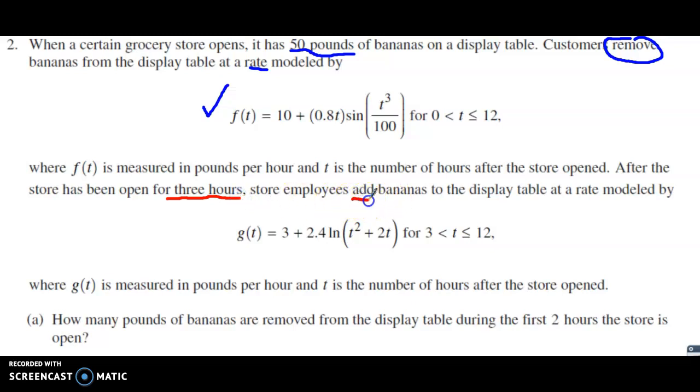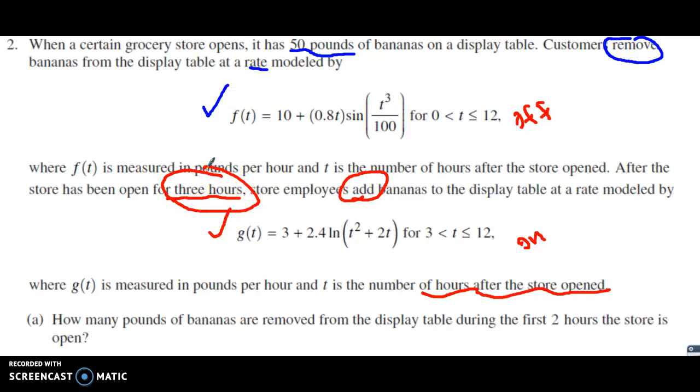Store employees add bananas, so this is the on rate. So we have an on rate and an off rate, at a rate modeled by g of t. So this is the rate at which they're putting bananas on, and this is the rate at which they're taking bananas off the table. So it's important to note which rate is which. g of t is measured in pounds per hour, and t is the number of hours after the store opened. Now remember, they didn't start putting bananas out until 3 hours after the store opens, so that's probably going to impact a question or two below.